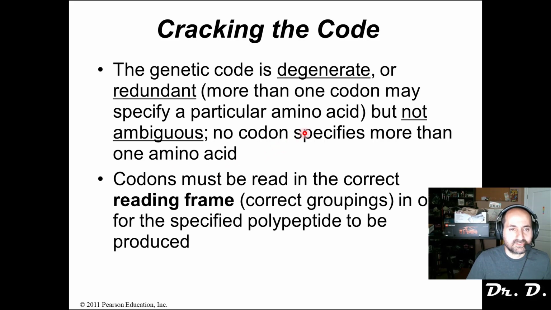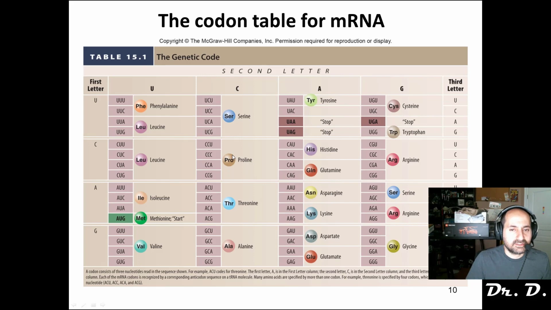So what you need to know for exam reasons is the genetic code is degenerate or redundant because you can have more than one codon that codes for a particular amino acid, but the genetic code is not ambiguous, which means when that codon specifies one thing, it doesn't specify any other amino acids besides that very specific one. Okay, so this is the genetic code here. These are the codons and the amino acids that they code for.